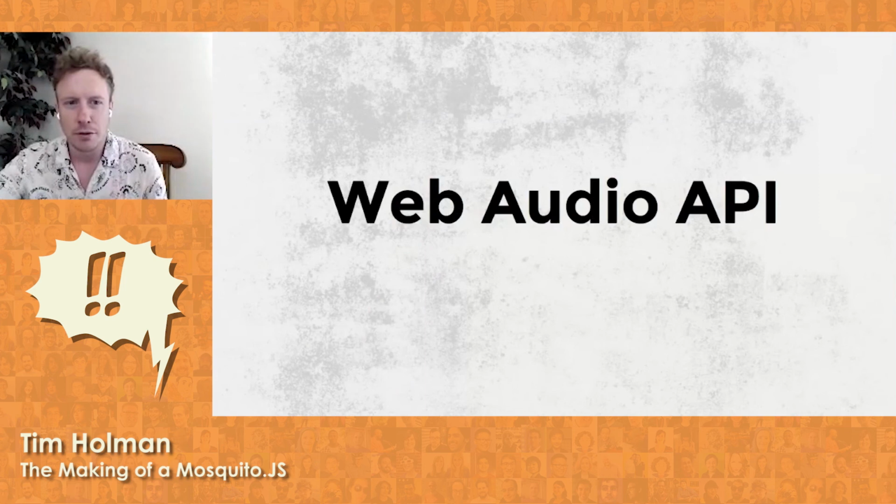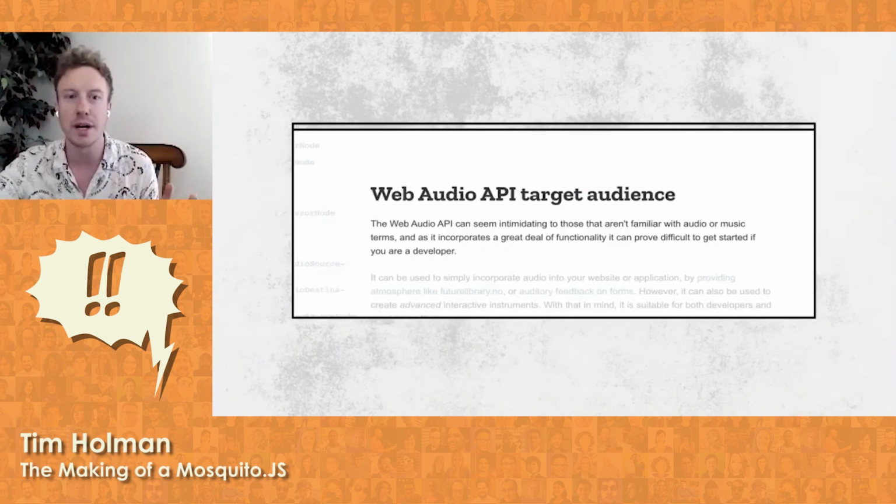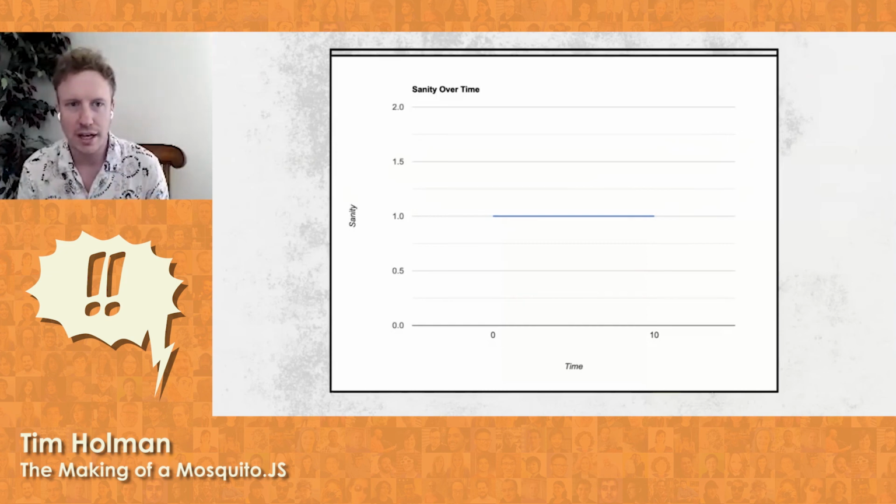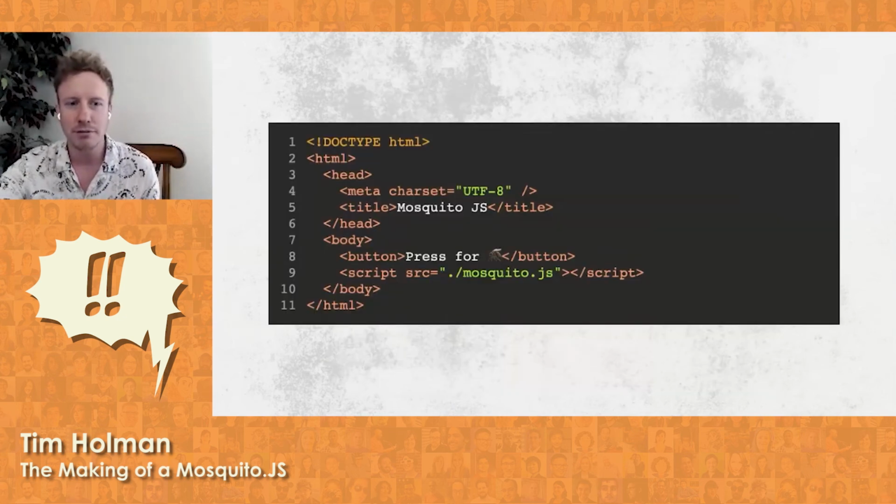So the reason that I wanted to make a Mosquito in the first place was to explore the web audio API. I wanted something not too crazy and not too simple to learn. The web audio API can be a little intimidating. It even mentions that in the MDN documentation. So I built this beautiful sanity chart to track my sanity over time. I like the chart at this point because it shows that sanity could potentially go above 1 when that is truly not the case.